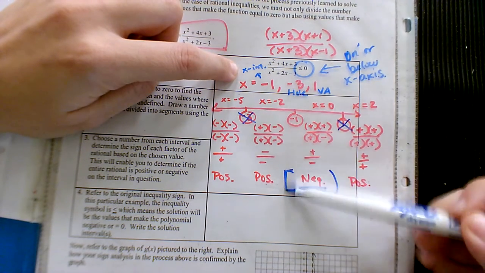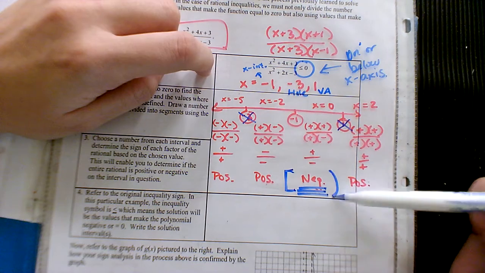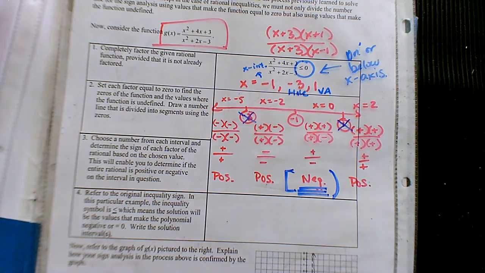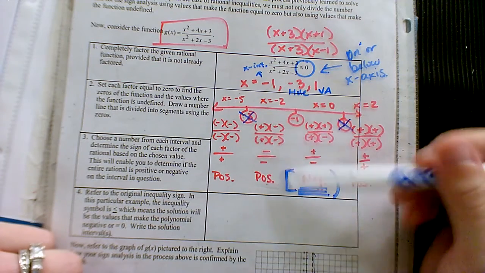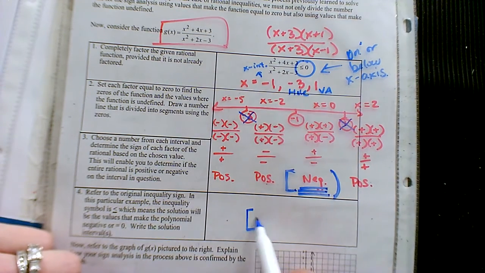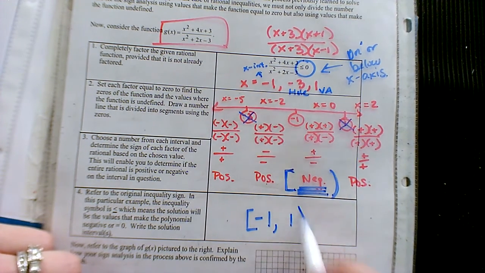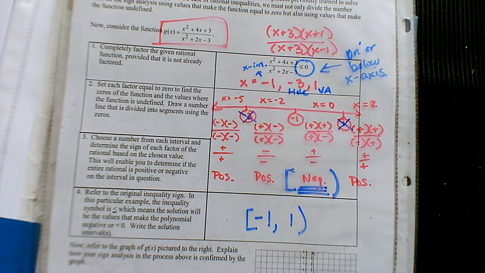That means we can include it. And why was this one a parenthesis? It's a vertical asymptote. There's no physical point there, so there's no way you can include that. Based off of this analysis, our overall interval would be bracket -1, comma 1 with a parenthesis.